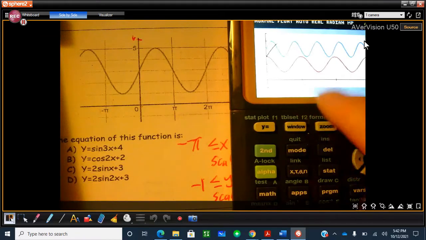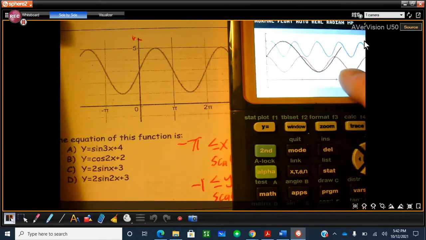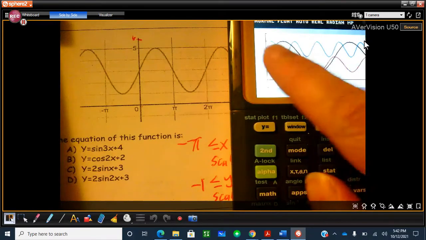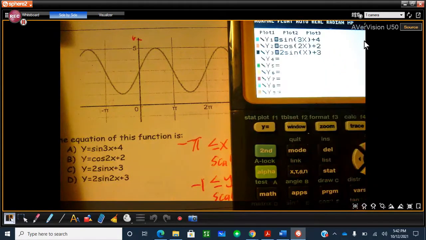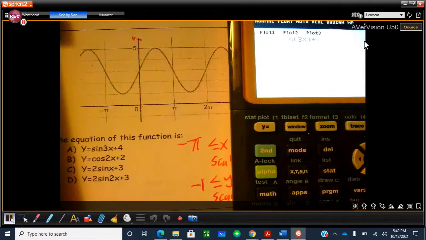Not quite it because it dips down, but there we go. This third one, which is C's answer, is an exact match. So if I turn off the other ones, and this is how you turn off your graphs in the TI. Oh, oops. I just wanted to tell it not to graph it.